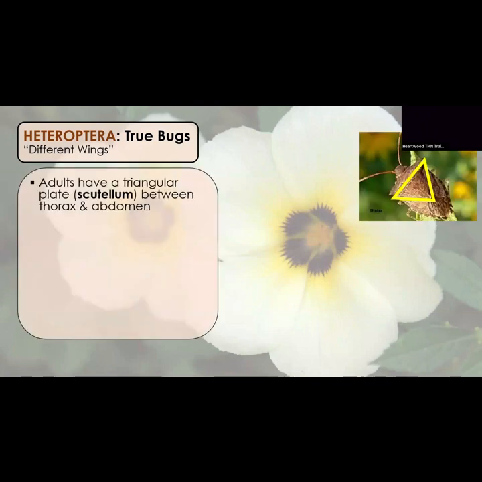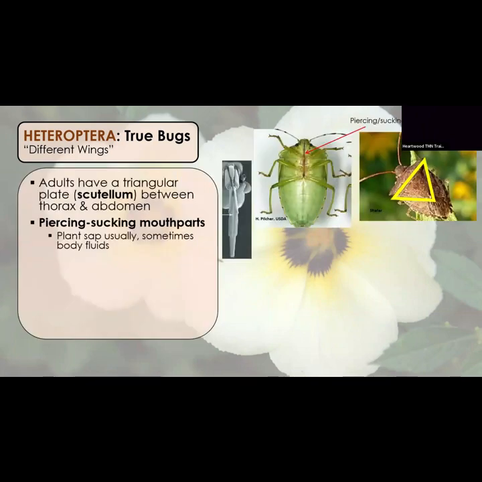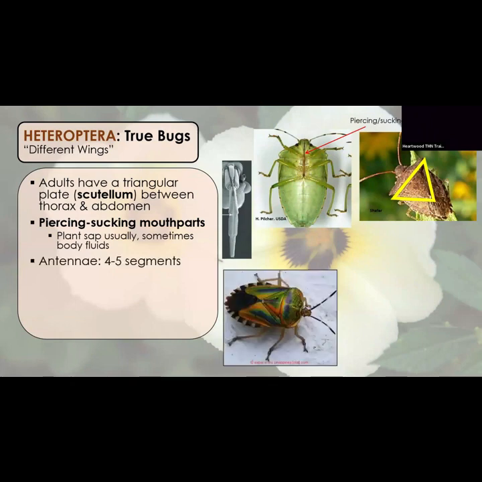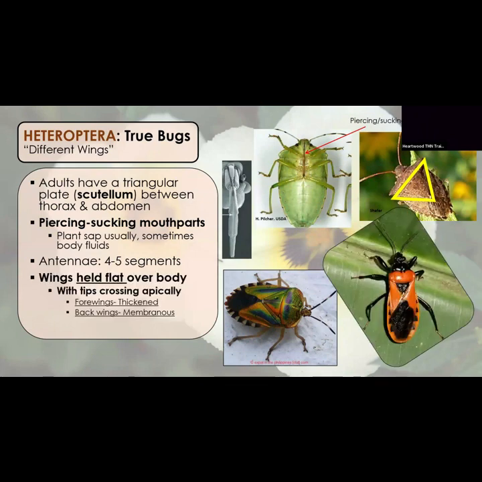So Heteropterans, the adults have a triangular scutellum. They have piercing sucking mouth parts, whether it's sap or eye fluid or bodily fluid. Their antennae have 4 to 5 segments. So how many antennal segments will help separate out the families? Wings are going to be held flat over the body and they cross over each other apically. So they cross over.